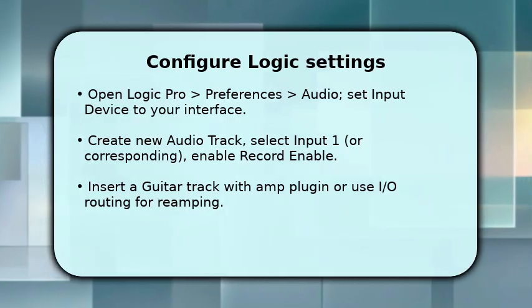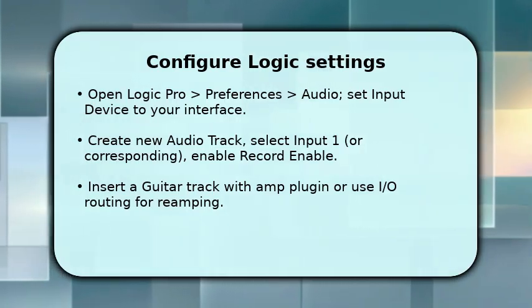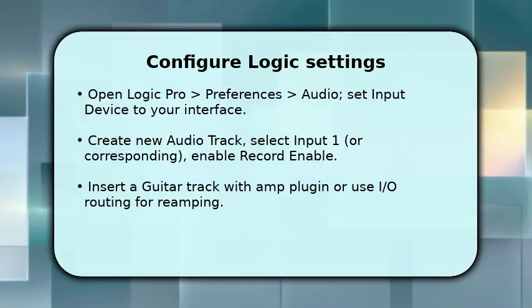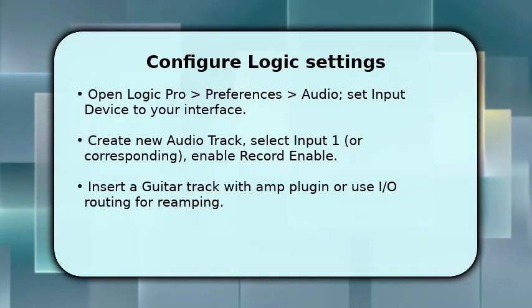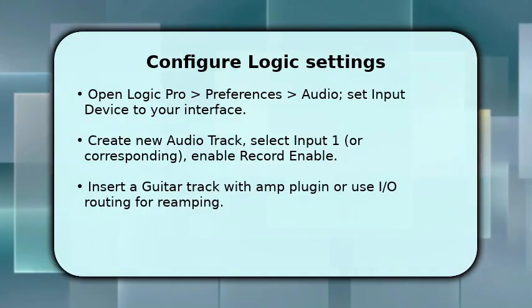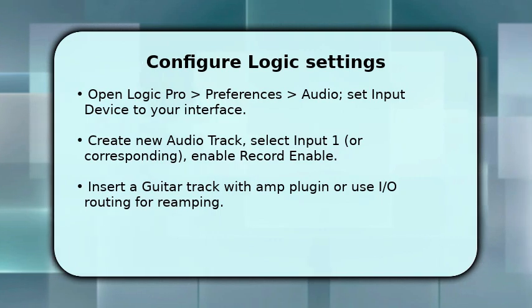Then choose Direct Input or load an Amp Designer plugin for tone shaping. Once monitoring is active, adjust the track input level so meters peak around -6 dB to leave headroom for processing.